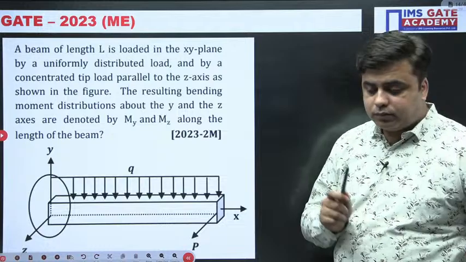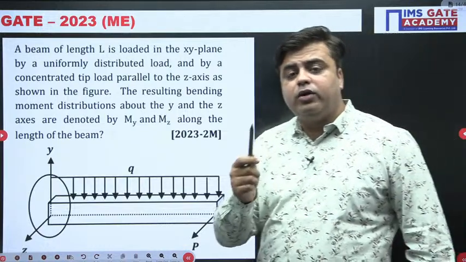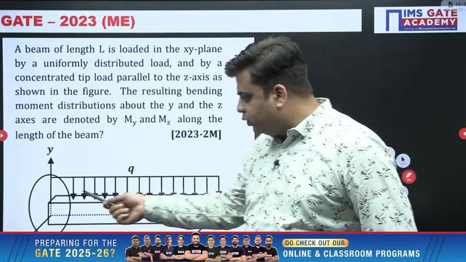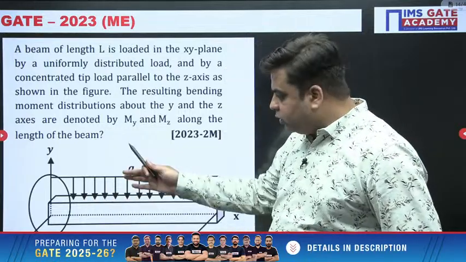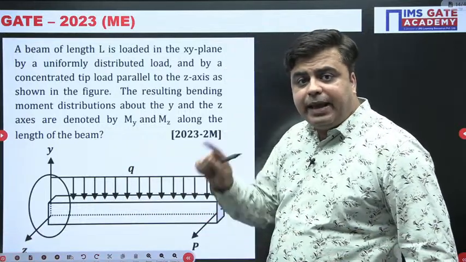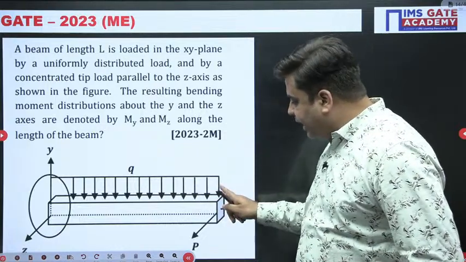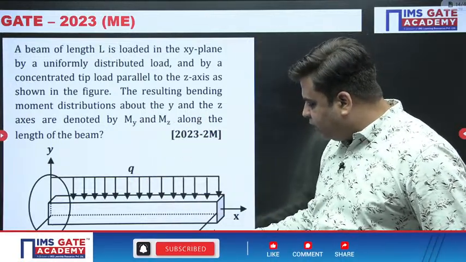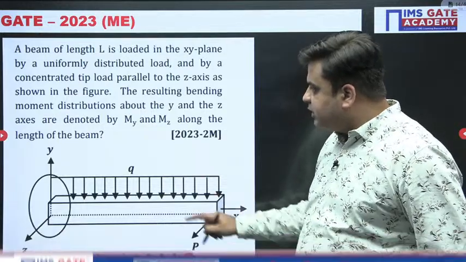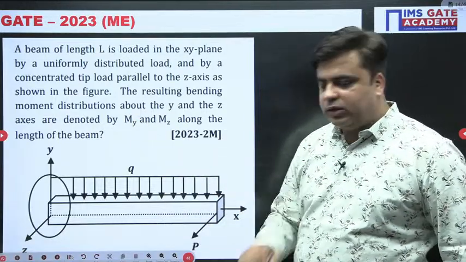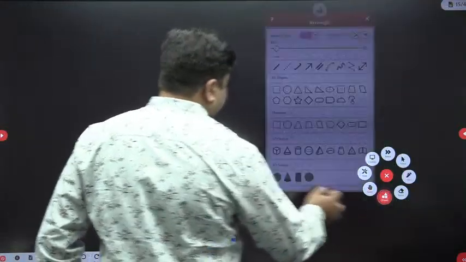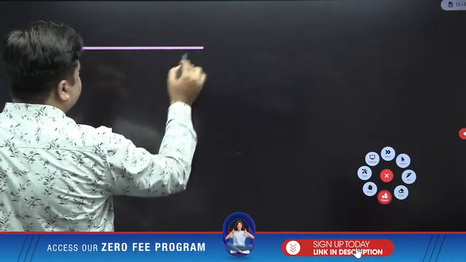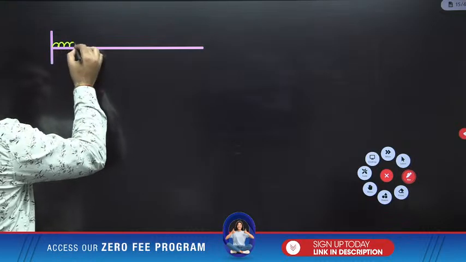So I told you, first you need to check which load will going to give which moment. If you talk about this UDL, it is acting in the vertical plane. And due to this UDL, the moment that will come will be Mz. So the bending moment diagram due to this UDL will be the bending moment diagram of Mz. Similarly, this point load will be causing the bending moment diagram for My. Let's draw this. So these are the standard cases. First of all, let me consider a point load, let me consider this UDL. The UDL is acting like this.